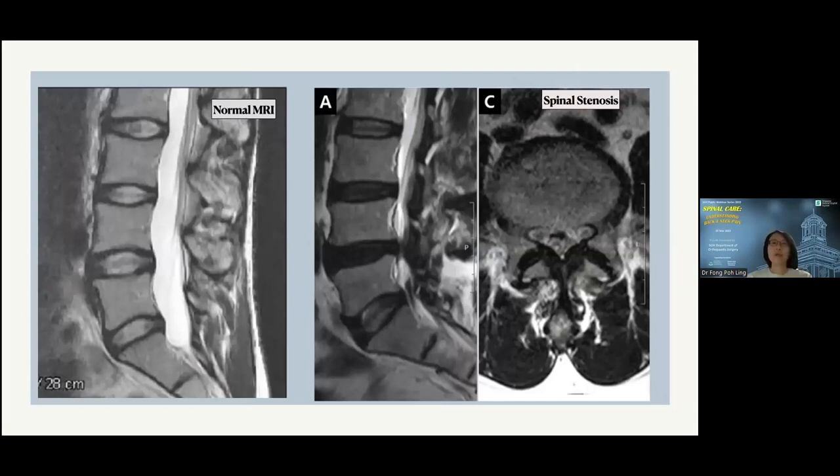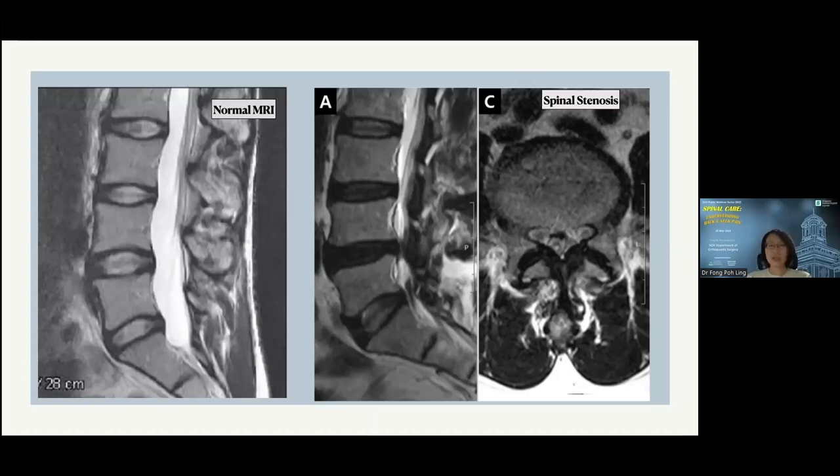MRI is also one of the various imaging modalities that we use in our clinic. It is commonly done when patients start to have symptoms of neurological deficits, such as nerve pain, numbness, or weakness. On this picture, on the left-hand side is a normal MRI, where the sagittal view, or the sideway view, shows a normal disc that's brightly colored and normal nerve roots that are not impinged. On the right-hand side, which shows both a sideway view and a cross-sectional view, there is a darkened disc, what we call disc degeneration.